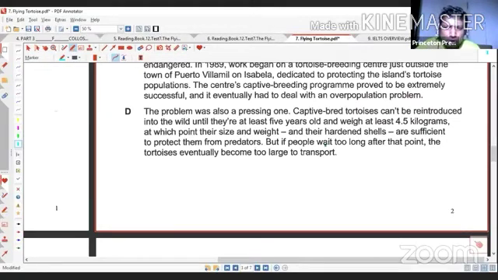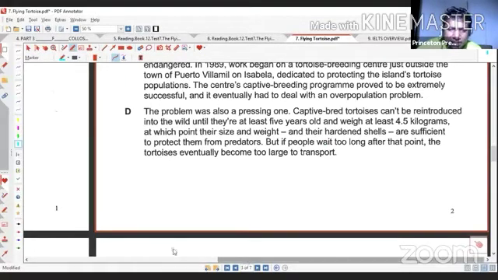Captive bred tortoises can be reintroduced into the wild only when they're at least 5 years old and weigh at least 4.5 kilograms. You get my point? That's the problem. They're very small, but it takes 5 years before putting them back, at which point their size, weight and hardened shells are sufficient to protect them. Before that, they fall prey. But if people wait too long after that point, the tortoises eventually become too large to transport. They become too big and very difficult to transport. So what could be the heading?